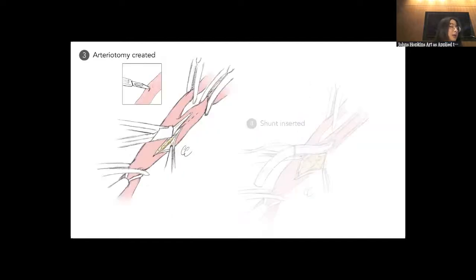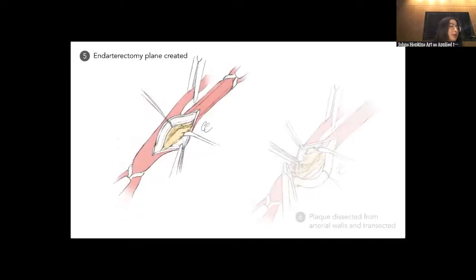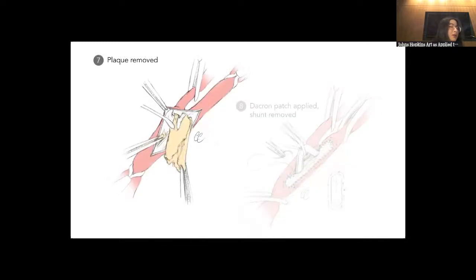An arteriotomy is started in the common carotid artery with a number 11 blade and continued into the internal carotid artery using pott scissors. A vascular shunt is then inserted. Using a Freer elevator, a standard endarterectomy plane is created. The plaque is carefully dissected from the intima and is transected at the proximal end using pott scissors. An eversion technique is used to remove plaque from the external carotid artery. After the primary piece of plaque is removed, any remaining debris is carefully dissected off of the arterial walls.